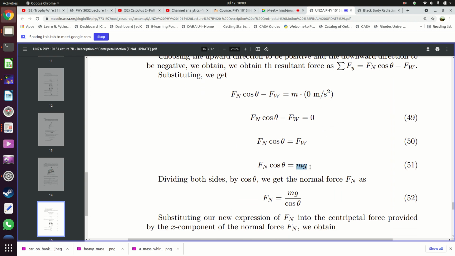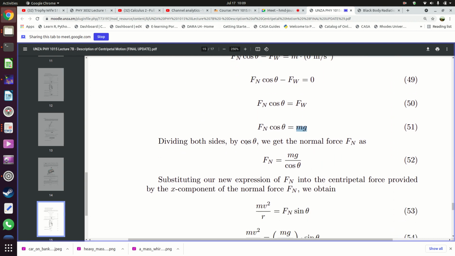Then we make Fn the subject of the formula, so we end up having Fn equals mg divided by cos theta, like this. So Fn is equal to mg over cos theta. So this is what we have. We have now expressed our normal force in terms of the weight of the car and also the angle of the banking.